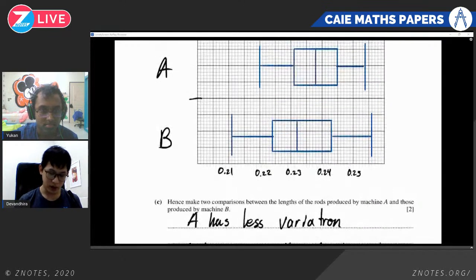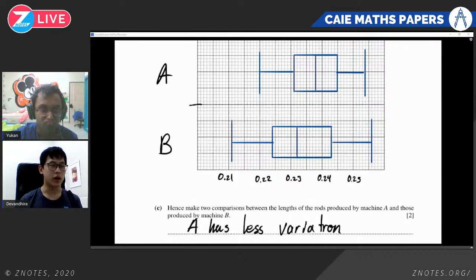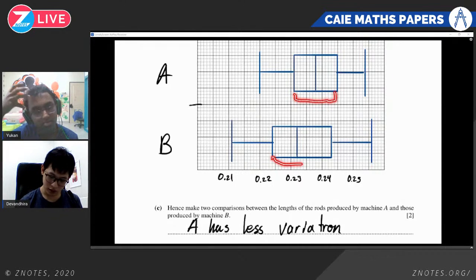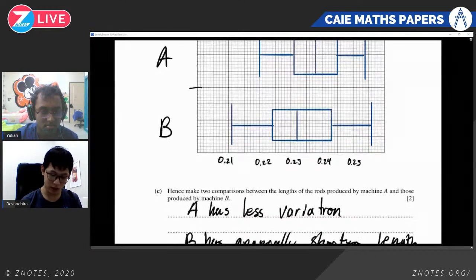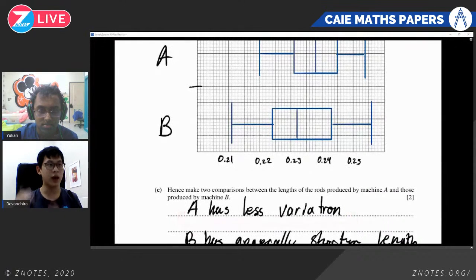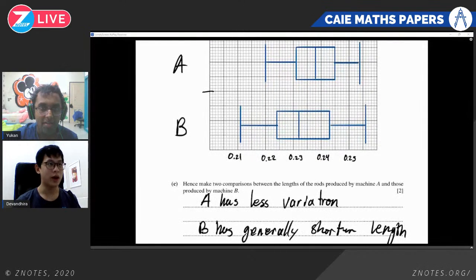Now the other one is the IQR, the interquartile range. If you see the distance here, of course B is longer. B has a bigger interquartile range. That means B has more variation than A does. Or you can write it the other way, that A has less variation. All right, anything you want to add? No, everything is fine.